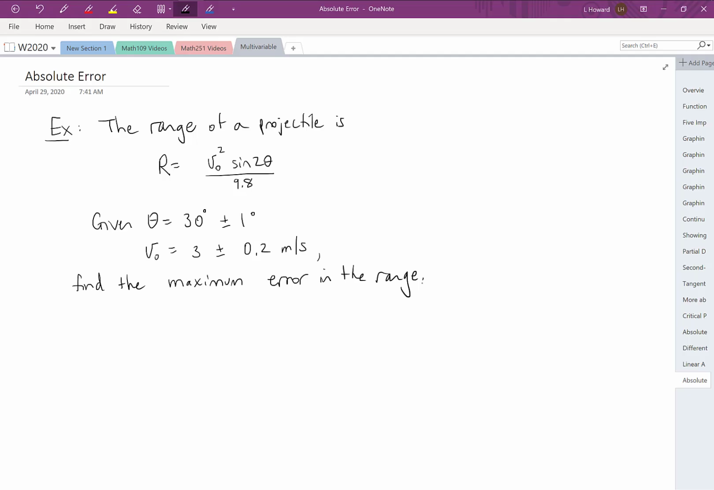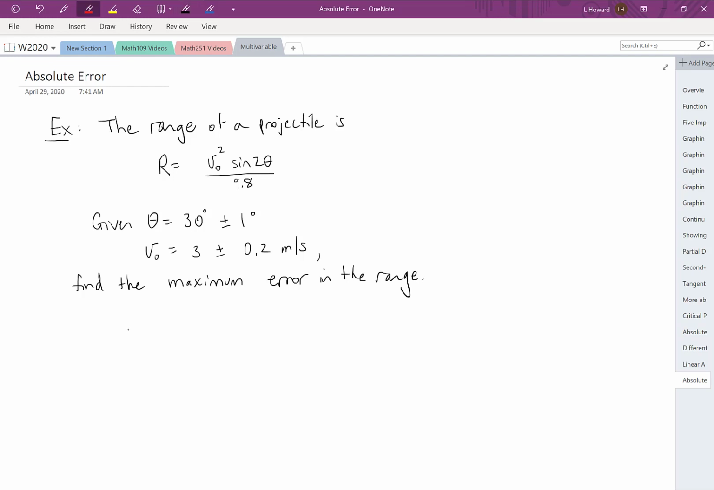In this video, we're going to talk about absolute error. So suppose we have a projectile. We've got a formula here for the range of that projectile based on its initial speed and the angle of inclination. So let's say that we're given the angle of inclination 30 degrees plus or minus 1 degree. And let's say the initial speed 3 plus or minus 0.2 meters per second. Based on that, we want to find the maximum error in the range.